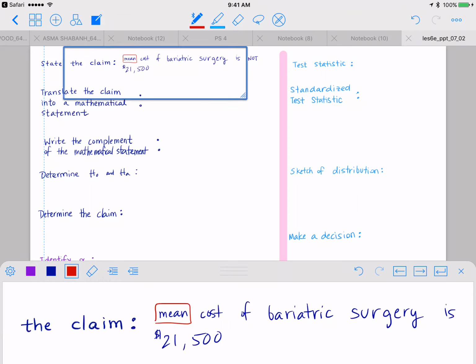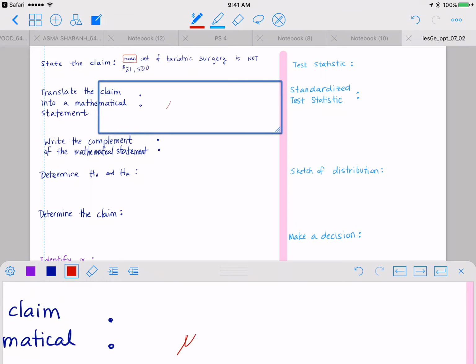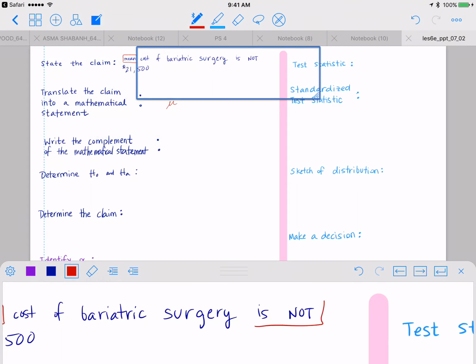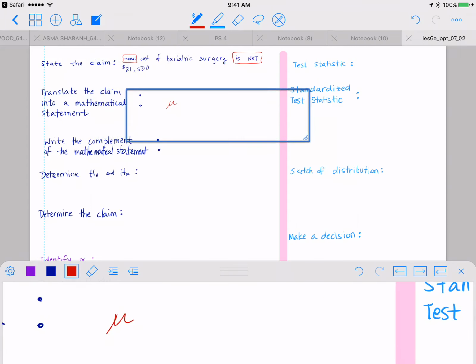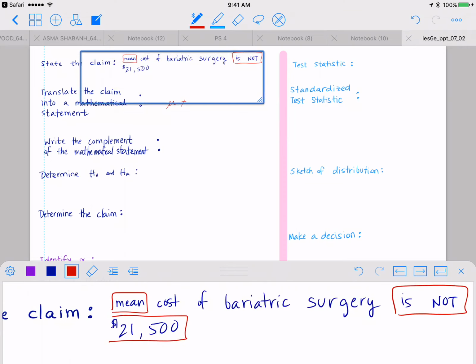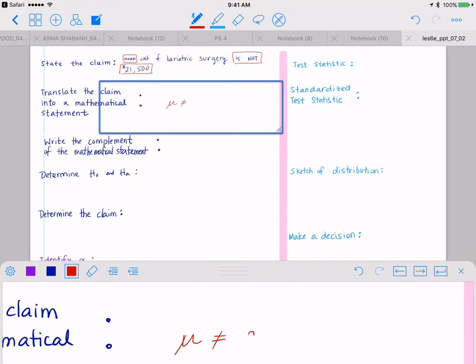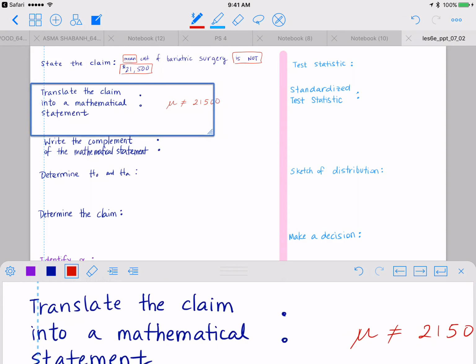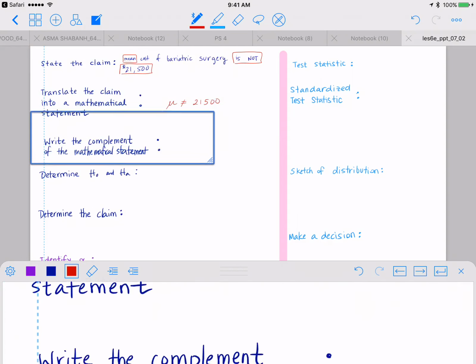Mean, that's going to turn into mu. Is not, that's going to turn into a not equal to sign. And then the 21,500. We'll just write this as 21,500. We don't need to put a dollar sign. We don't need to keep track of units because it's written up here in the claim.